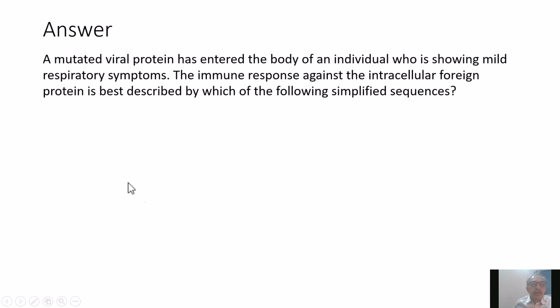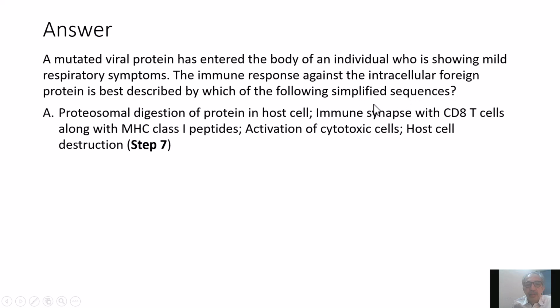So we will find the answer for the first question we have. The case: mutated viral protein. That means a new variant has entered, which has not entered previously. The variant is new, so it should be the first exposure. So the immunological response against this would be: proteasomal digestion of the protein in the host cell, immune synapse with the CD8 T cells along with MHC class 1 protein, activation of cytotoxic cells, host cell destruction.